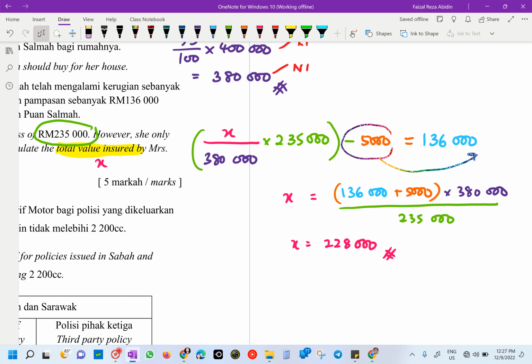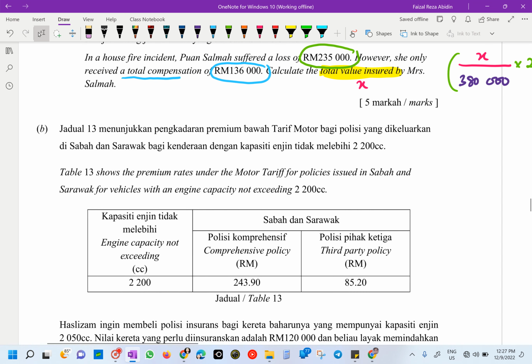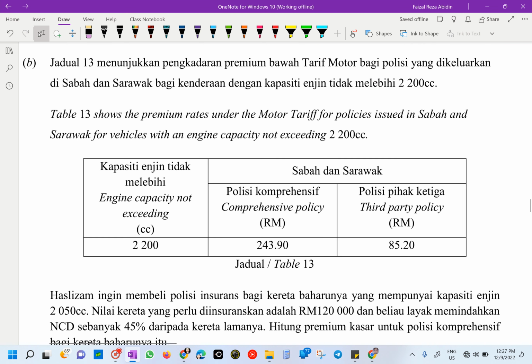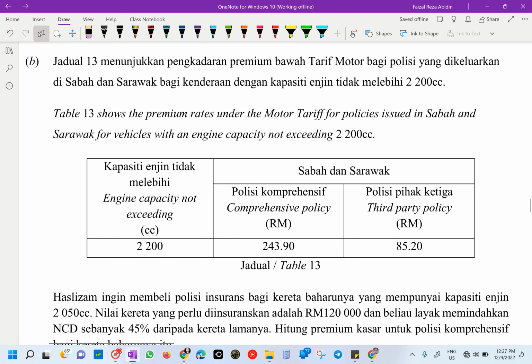Belum tanya dah jawab. Bagus. Anak siapa ni? Okay. Next question. Can I proceed to the next question? Okay. This is going to be our insurance. Insurance apa ni? Insurance motor.